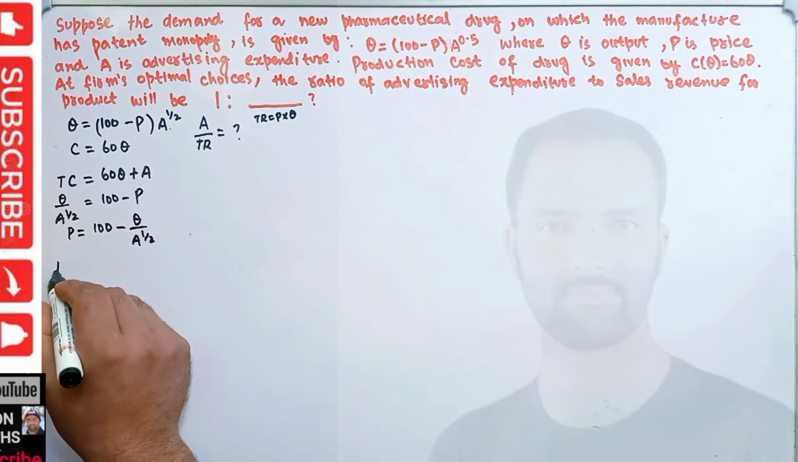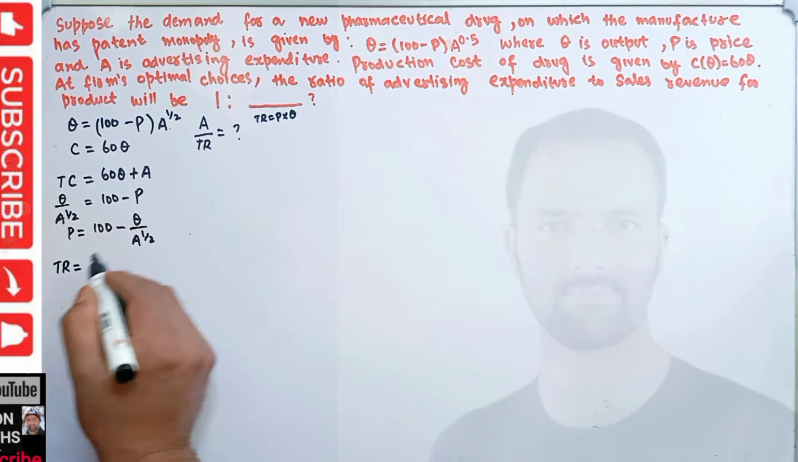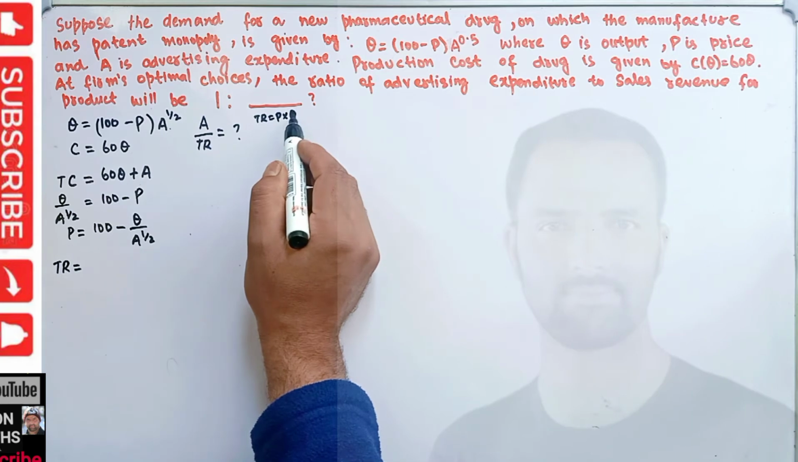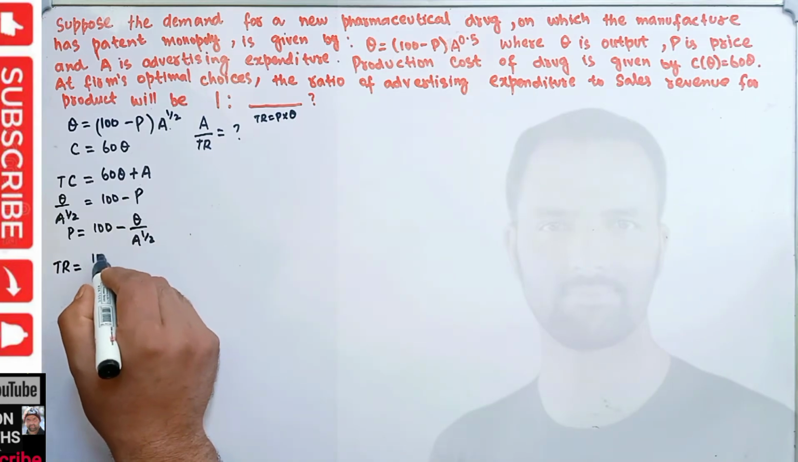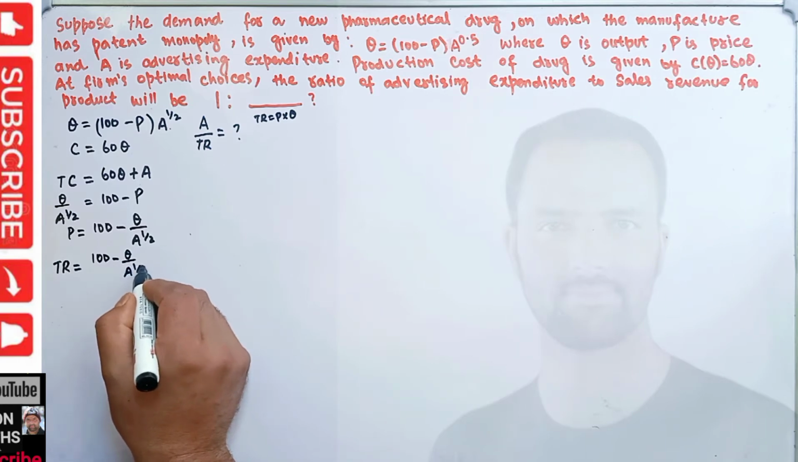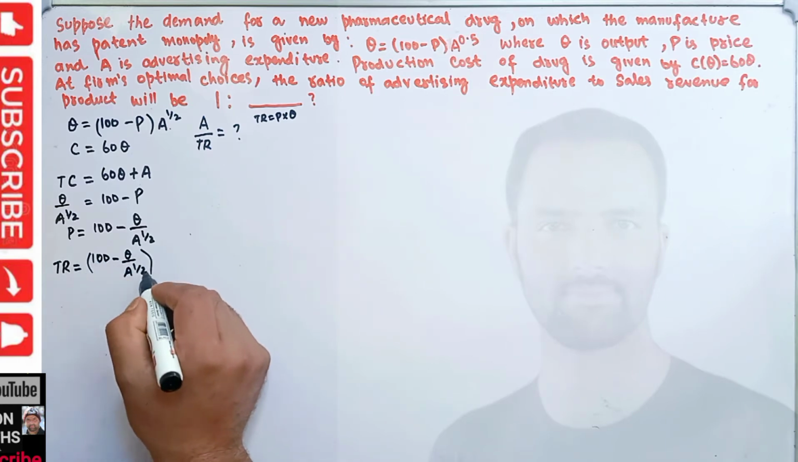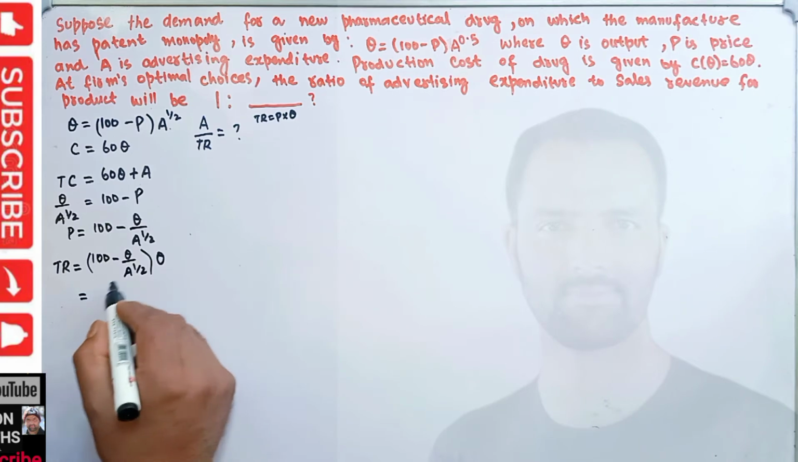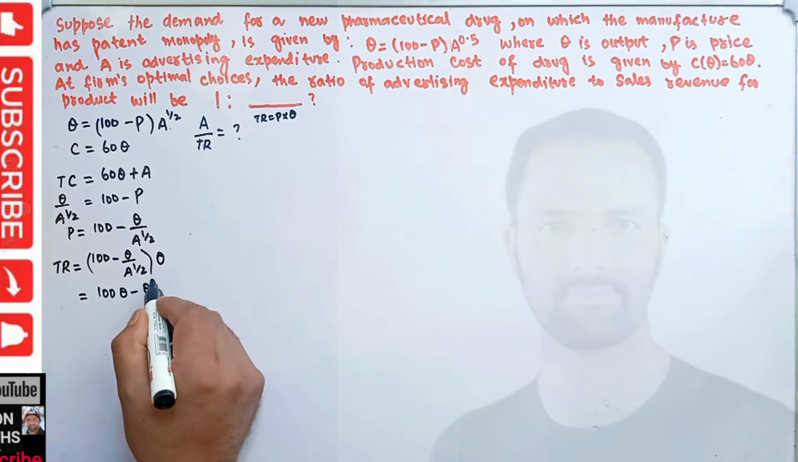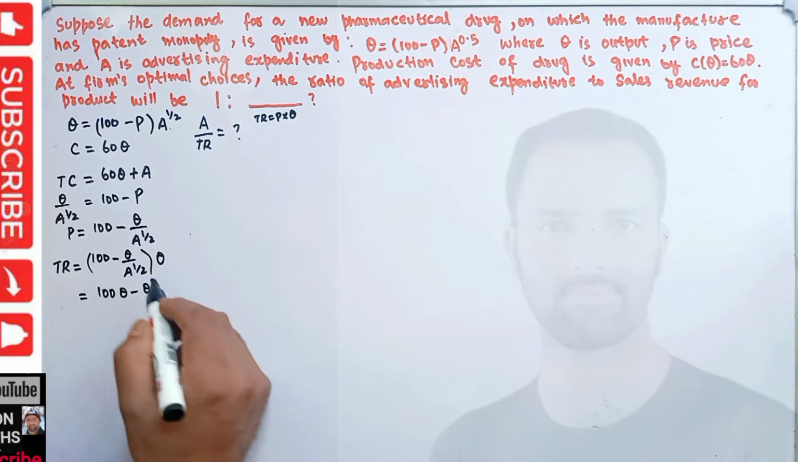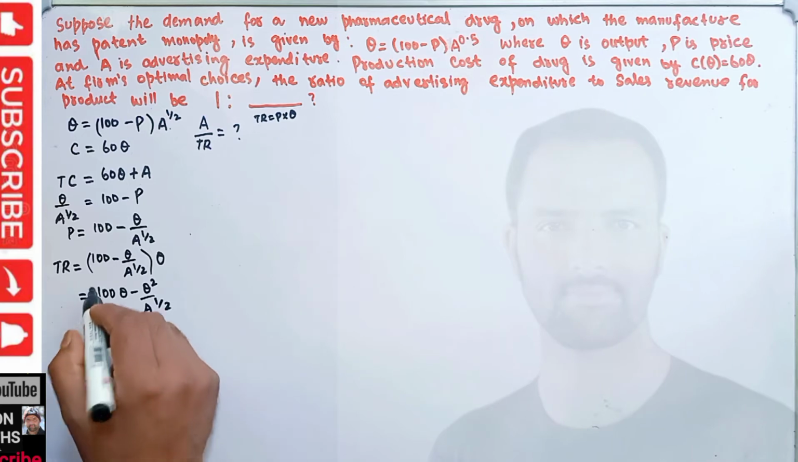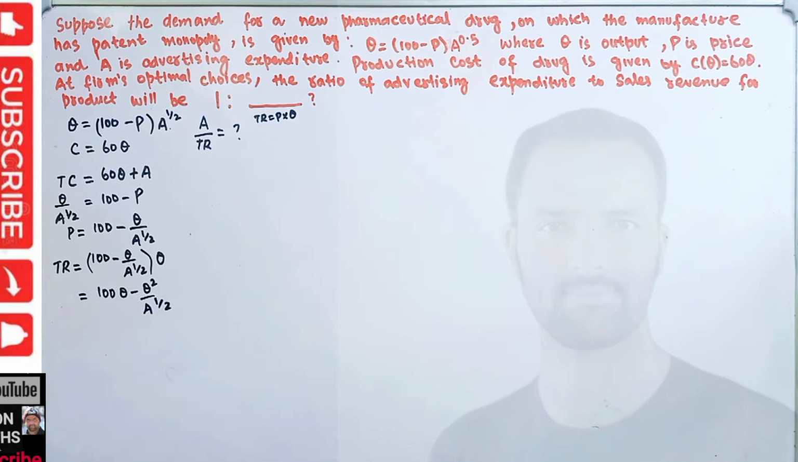Then what is total revenue? Total revenue is simply P times Q. Our P is this very thing, we will multiply it by Q. So we have (100 - Q / A^(1/2)) multiplied by Q, which means we have 100Q - Q². This Q will get multiplied to both the terms, over A^(1/2). This is our total revenue.